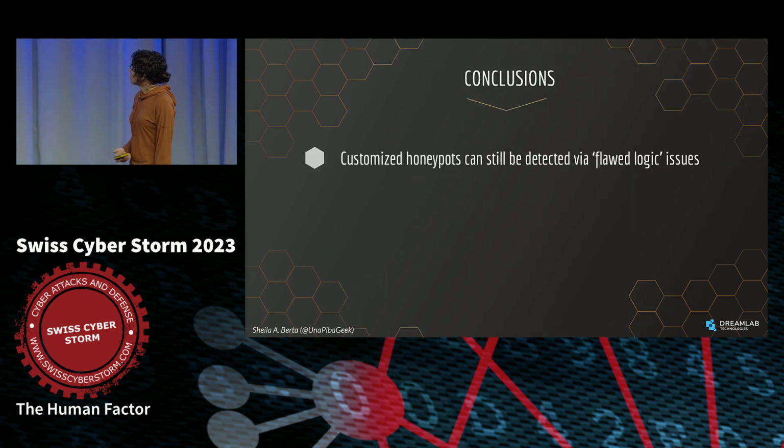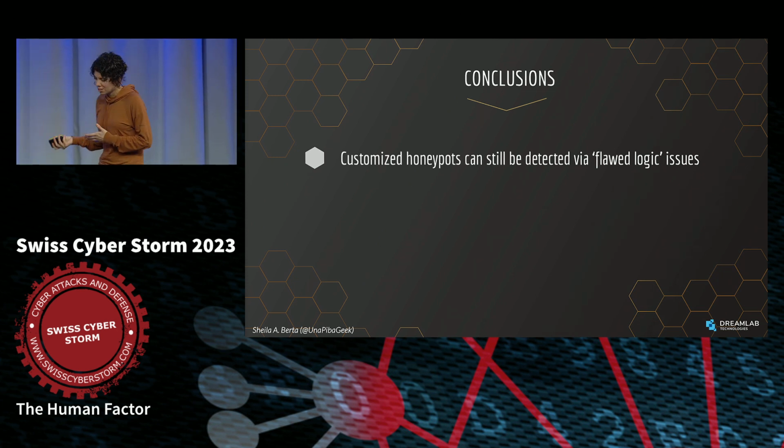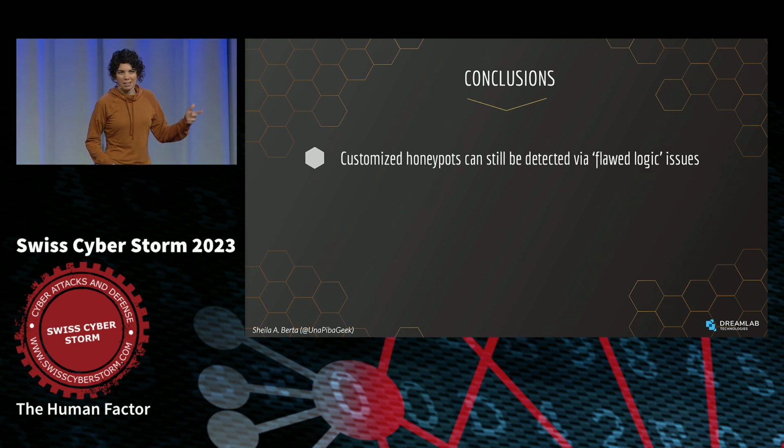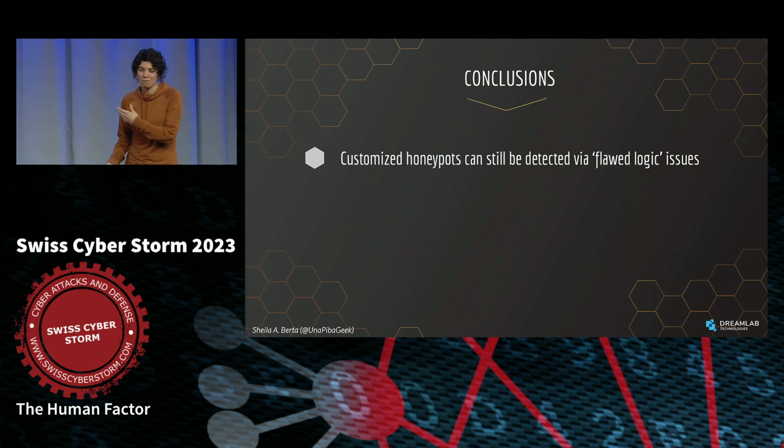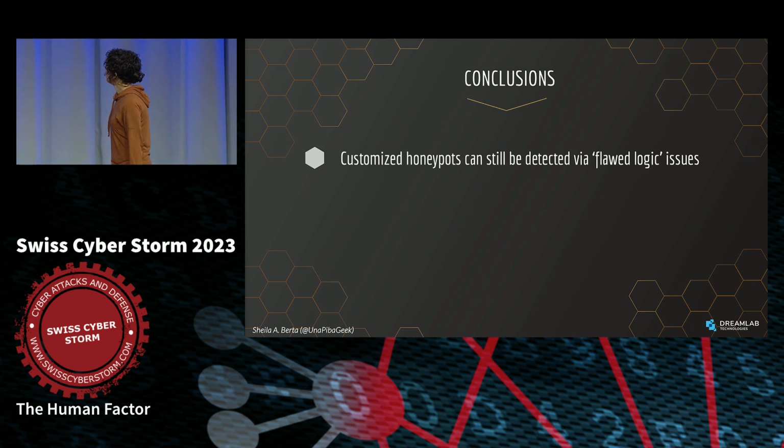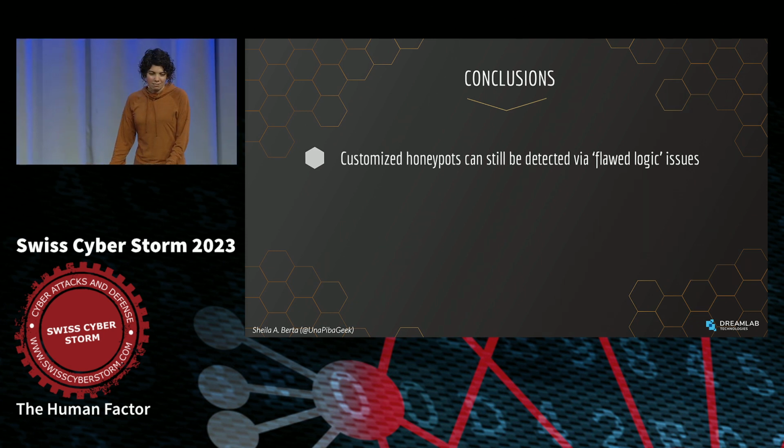Conclusions, well, customized honeypots can still be detected by flawed logic issues. It doesn't matter if you customize the certificate or the banner; the flawed logic is another type of problem and it will be there unless you patch the code. So it's a different way to identify honeypots, more reliable in my opinion.